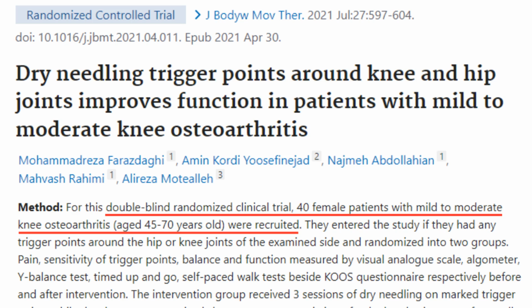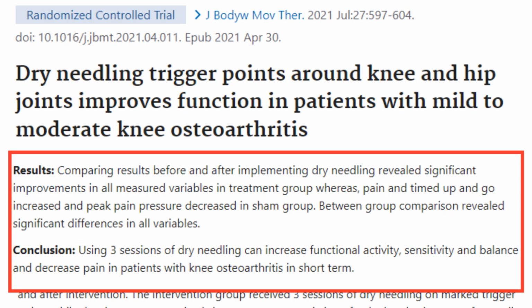A randomized controlled trial consisting of 40 women with mild to moderate knee arthritis showed that with 3 sessions of dry needling, the group who received dry needling had greater improvements in pain, walking speed, and balance versus the group who did not receive dry needling. So it is a very effective treatment option. It's one that we do here at More for Life in the clinic if you are in St. Louis, or if you're somewhere else, find a therapist near you who does dry needling.